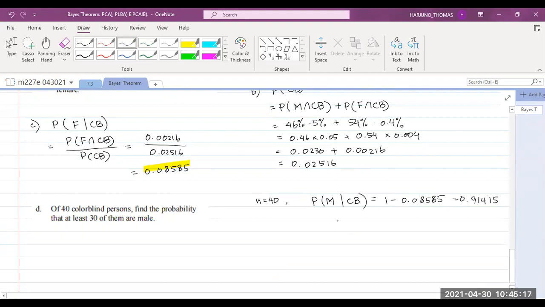Now, of course, you can also do it the long way. That's the first alternative. The second alternative, probability of male and colorblind over probability of colorblind, right? That's 0.0230, the number we get from part B, over 0.02516, also the number we get from part B.